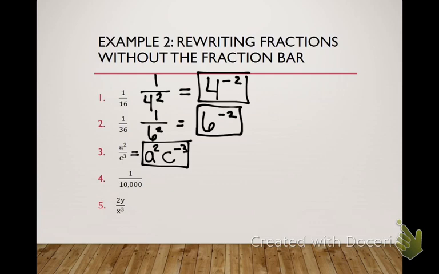Okay, so number 4 is a big one. 10,000. I've got to figure out some number that I can write as a power and then get it out of the denominator, just like I did numbers 1 and 2. It's a big number, but the square root is pretty simple to find. All right, I'll give you a minute to work on that. So what's the square root of 10,000? 100 to the second power. So 1 over 100 to the second power equals 100 to the negative second power.